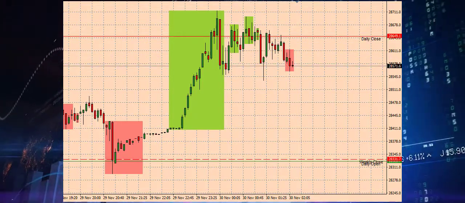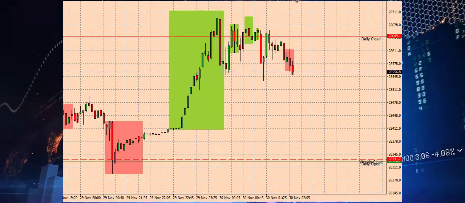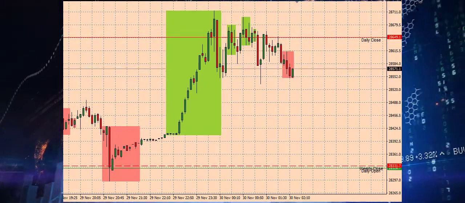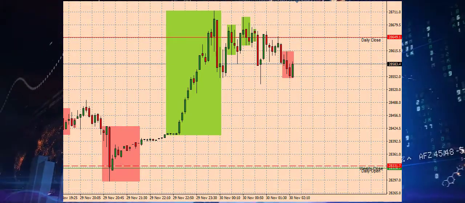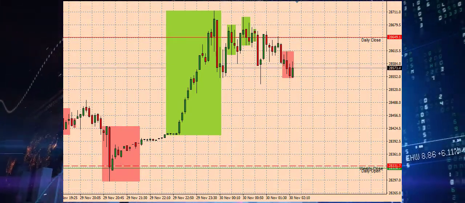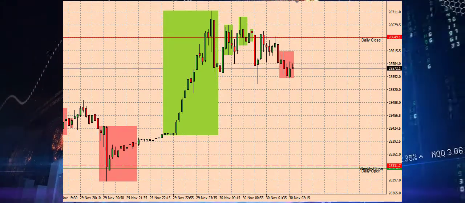Now we have a 60-point stop on this, so we're looking for a 60-point move in our direction so that we can exit half of our position, move our stop back to our entry, and be in another risk-free trade. That's the goal, is to get to risk-free as soon as it makes sense.